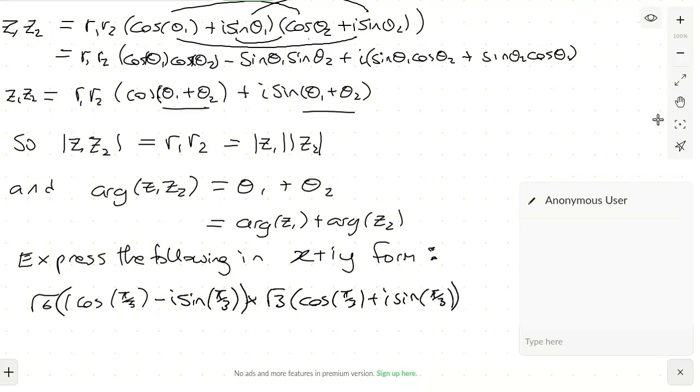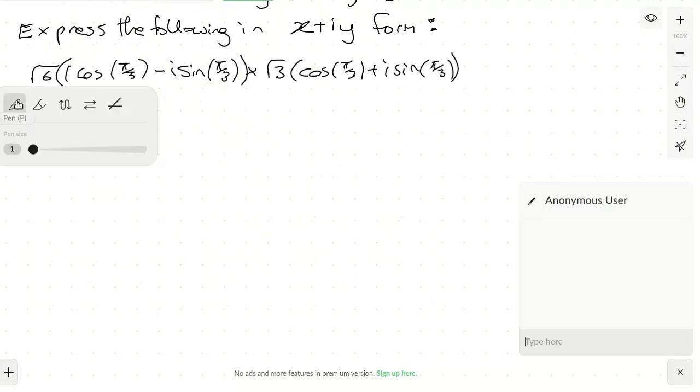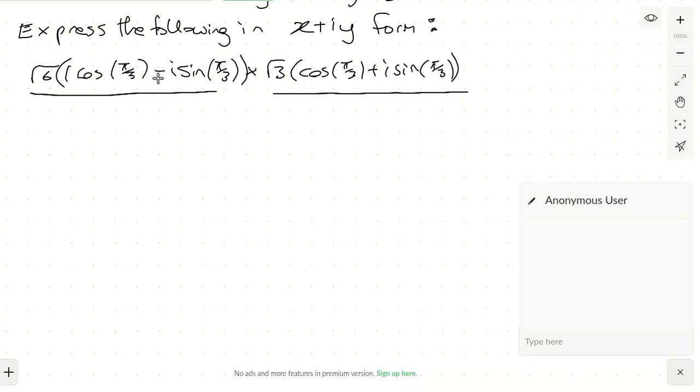Now, I wanted to pick a slightly more awkward one first, like this, because it brings up something else which is worth mentioning. If both of these complex numbers had a plus here, this would be easy. We'd just multiply the moduli together and sum the arguments. So it'd be root 6 times root 3, which is root 18, and pi over 3 plus pi over 3. Why can't we do that yet? Because that's a minus, so it's not completely in modulus argument form.